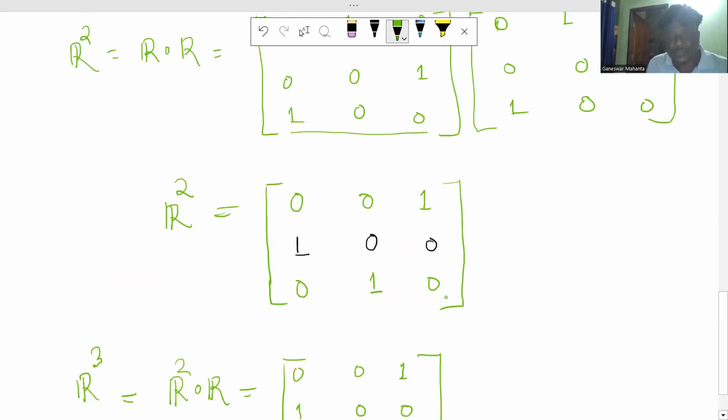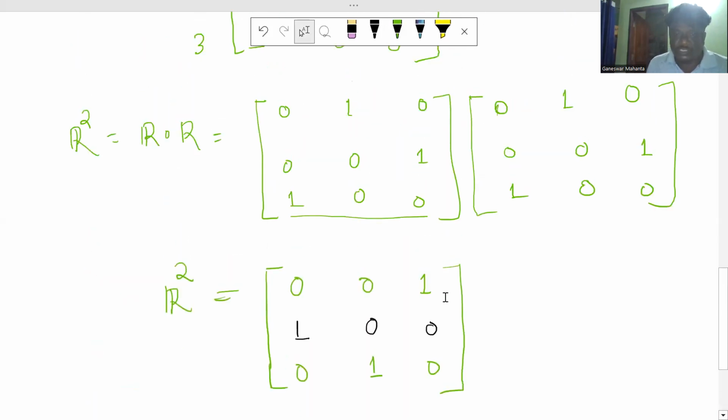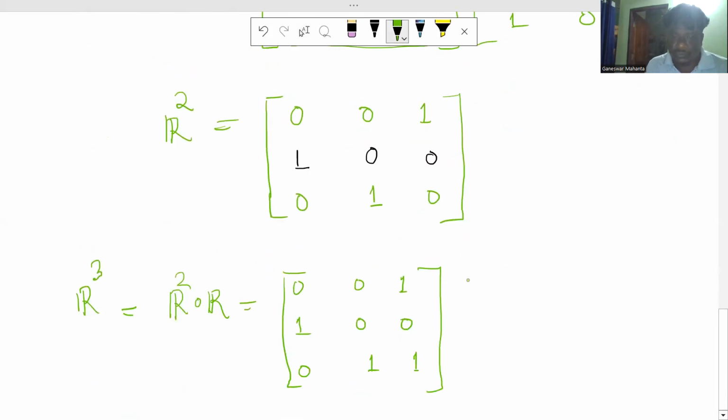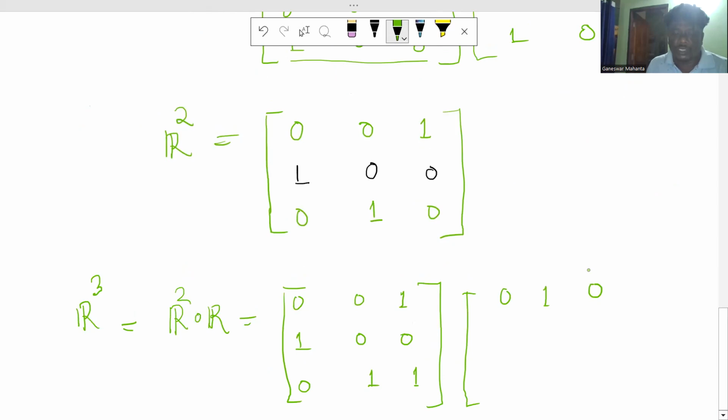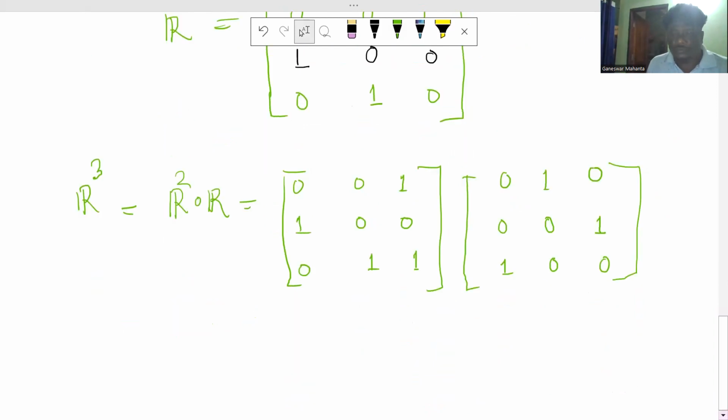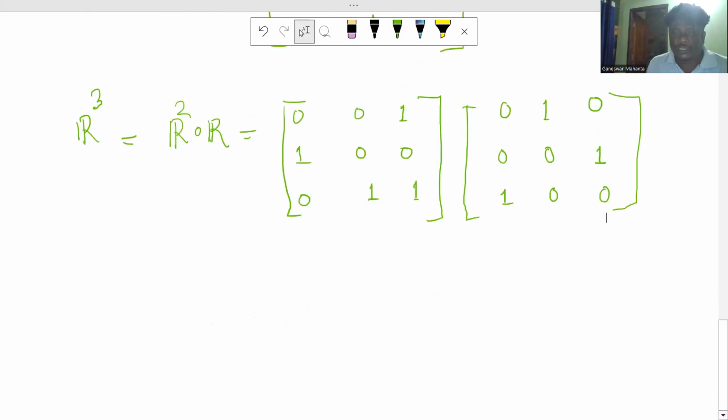What is R? 0, 1, 0; 0, 0, 1; 1, 0, 0. So this is the relation of R cube. And we need to evaluate the product of these values.